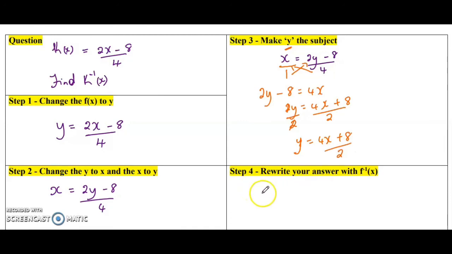And for the last step, my answer will be the inverse of k is equal to 4x plus 8 divided by 2. Once you follow these steps, you don't have any problem, right? You can practice by writing the steps step by step until you can do it from your head without writing the steps, but ensure that you follow the steps in order to get your full marks.